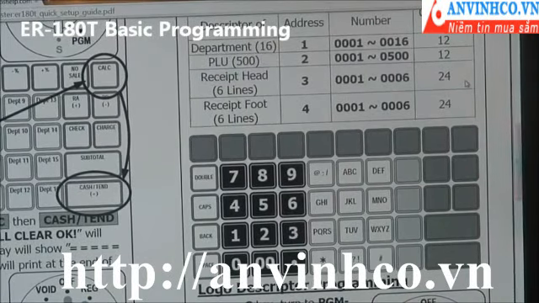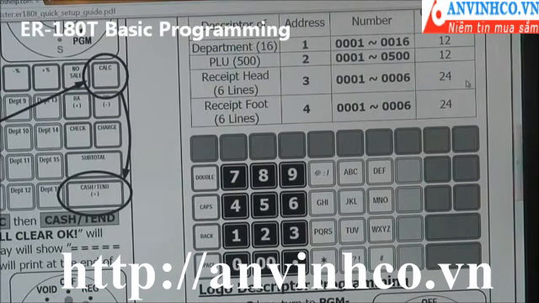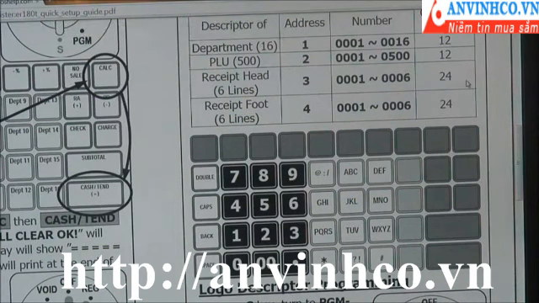Okay, we are about to commence our lesson on description programming in the cash register. Descriptions can be placed on our department buttons, numbered 1 to 16, for example, sales departments of food and drinks. Also, you can program your receipt header lines in the ER180T, for example your shop name on the top of the receipt, followed by your ABN number and the words tax invoice.